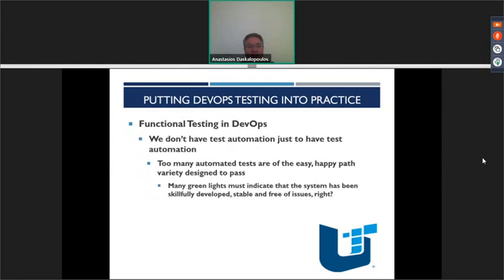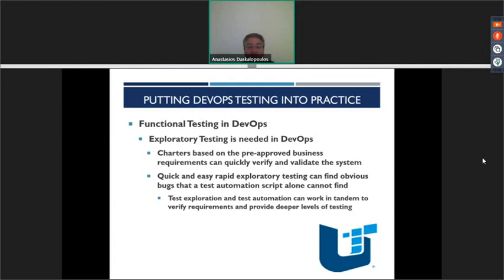And again, we don't have test automation just to have test automation. I've found too many automated tests are easy, happy path. They're basically just designed to pass. A lot of development managers say, look at all of these green lights. Our system must be stable because look how many of these tests are passing. In my opinion, a good test finds bugs. A good test doesn't just pass. So green lights must indicate that the system has been skillfully developed, stable, and free of issues, right? That's basically like the happy path, basically a panacea, a system that really doesn't exist.